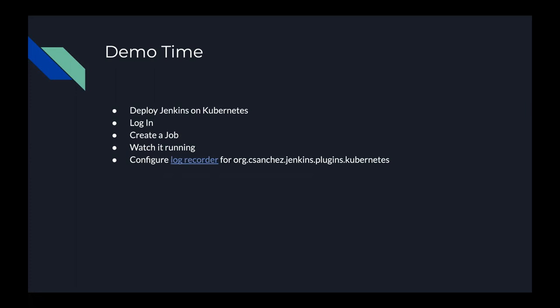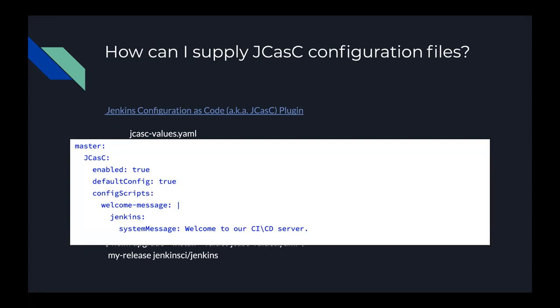One of the things that I will note on when you run the demo is, in order to view the logs, you'll have to configure a log recorder. On the last line of this slide, you'll see you add that name, org.csanchez.jenkins.kubernetes, and you set it to all, and you'll be able to pull specific logs just for the Kubernetes plugin. Okay. Mark, as you were saying about your JCasC configuration, here's how you would actually do that, how you can supply your JCasC configuration file. And this is just sort of an overview of what that would look like to add that to the values.yaml.